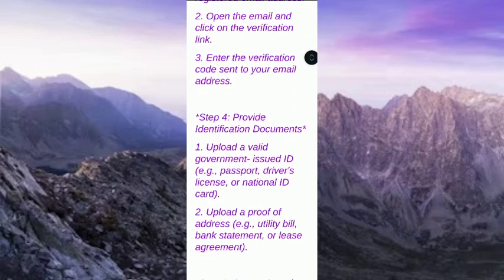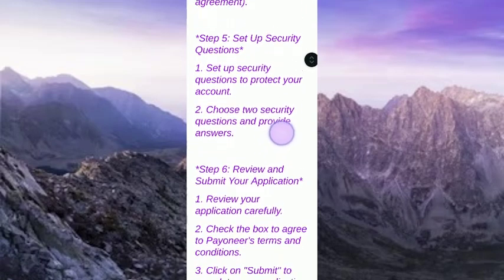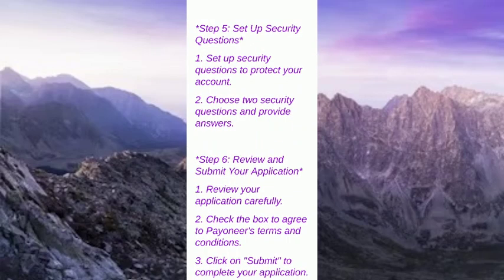Step 4, provide identification documents. You have to upload a valid government issued ID like passport, driver license or national ID card. Then you have to upload a proof of address, that is utility bill, bank statement or lease agreement. Step 5, you have to set up security questions to protect your account. So you choose 2 security questions and provide the answers.